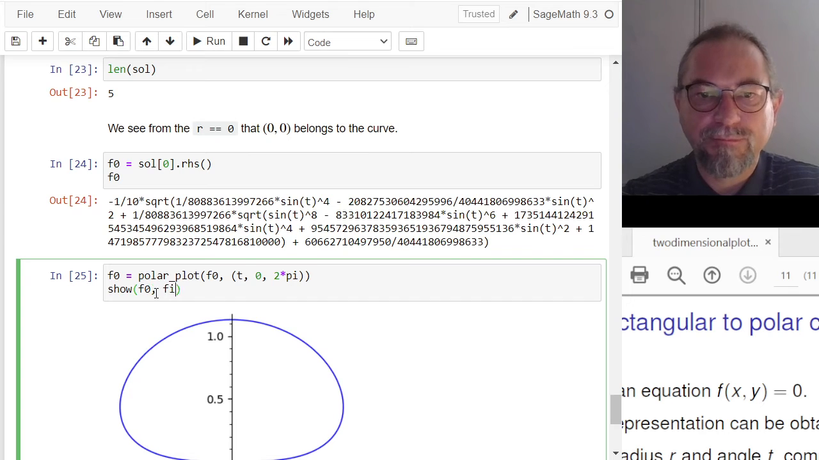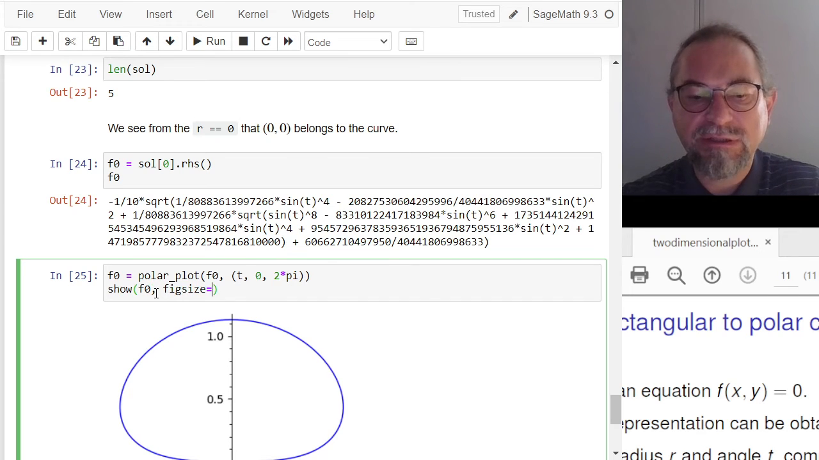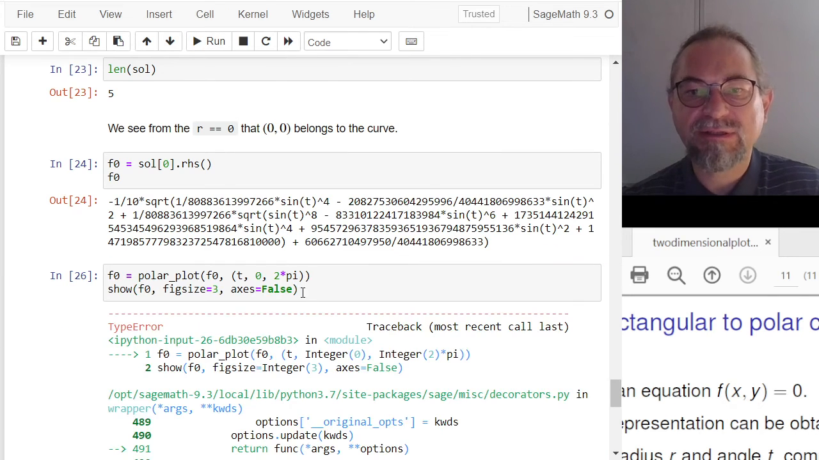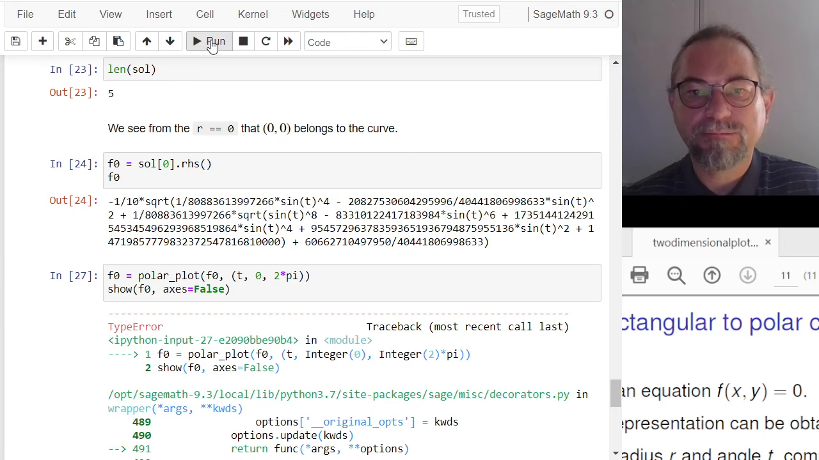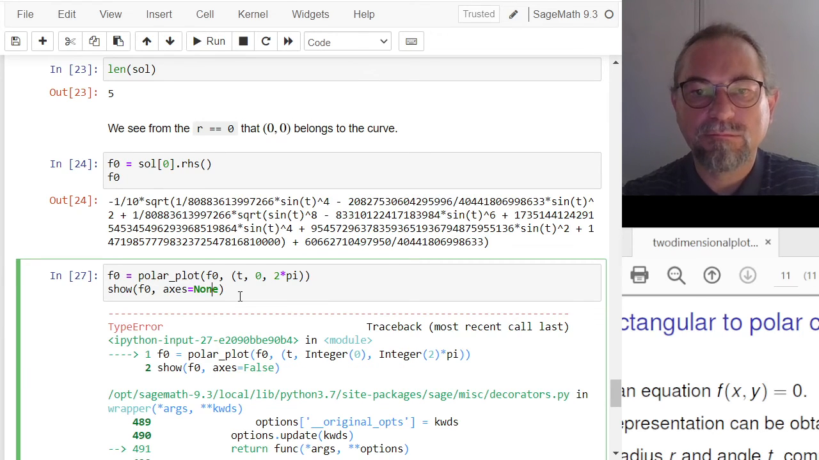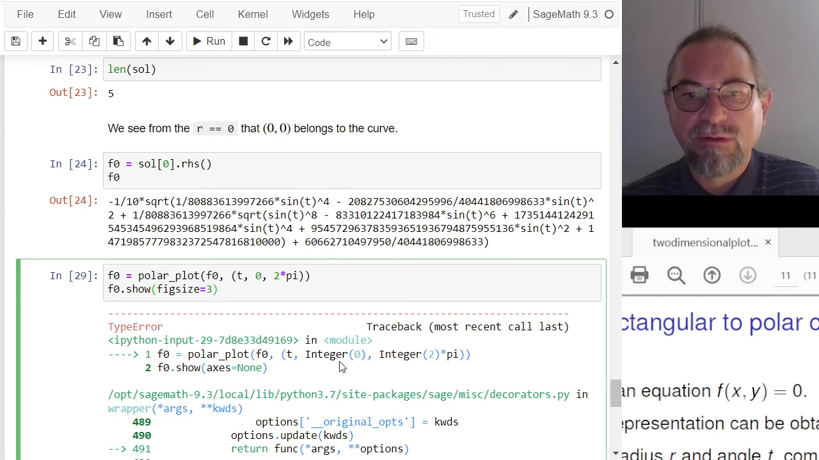So let me decrease the figure size to 3. And actually, the origin is kind of important. And let me remove the 2 axes. So, and again, I wanted to do too much. Okay, so the axis needs to be then defined. Let me do one more thing. Okay, so first the fixed size equals 3, and it's actually the polar plot that seems to be wrong.